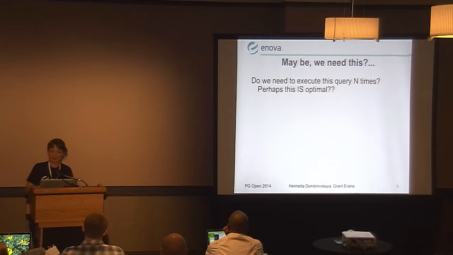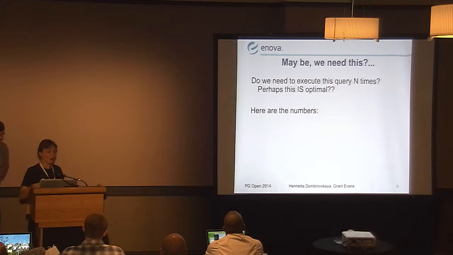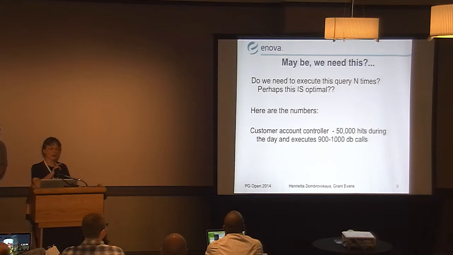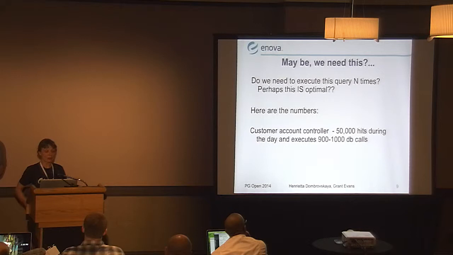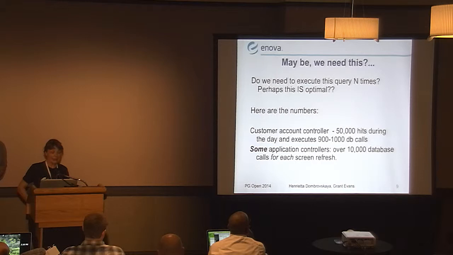So here are the numbers, because we have statistics about how often each of the controllers of our application runs. The customer account controller, that's what each customer who comes to our website does, customer account. It's only 50,000 hits during the day, but each of them executes several hundred up to 1,000 queries each time they hit this controller. And actually, we have some winners, because we have some application controllers which execute over 10,000 database calls for each screen rendering. Interesting, right?